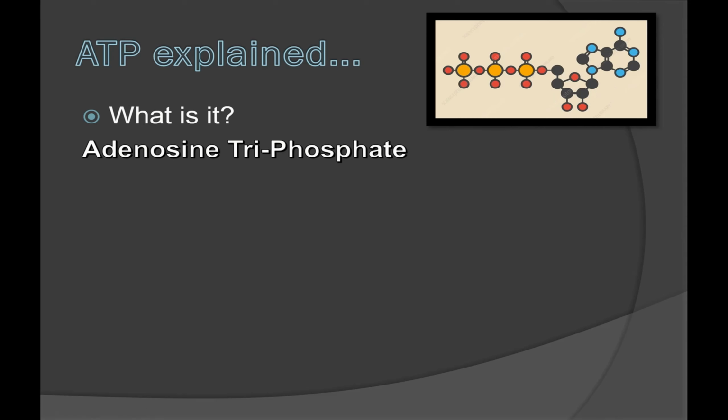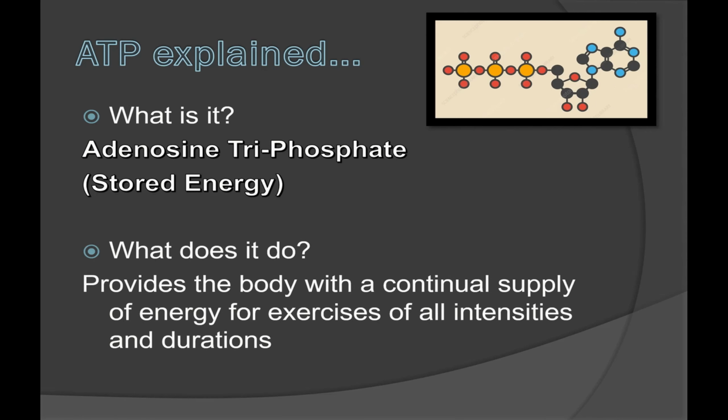Now, the great thing about ATP is that this is stored energy that we can call upon when we need it. And once those high energy bonds have been broken down, they also can be reversed. So we can take part in a process which is known as resynthesis. But we'll talk more about that as we delve into the different energy systems. For now, all that we need to know is that ATP provides the body with a continual supply of energy for exercises of all intensities and durations. So this is just basic muscle physiology and energetics when it comes to how the body is provided with energy through the form of adenosine triphosphate.